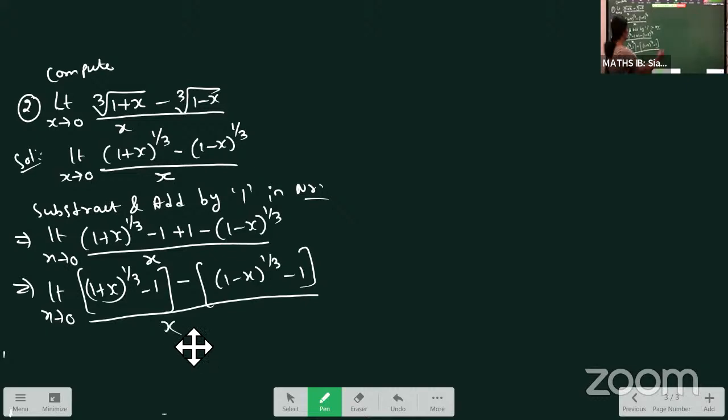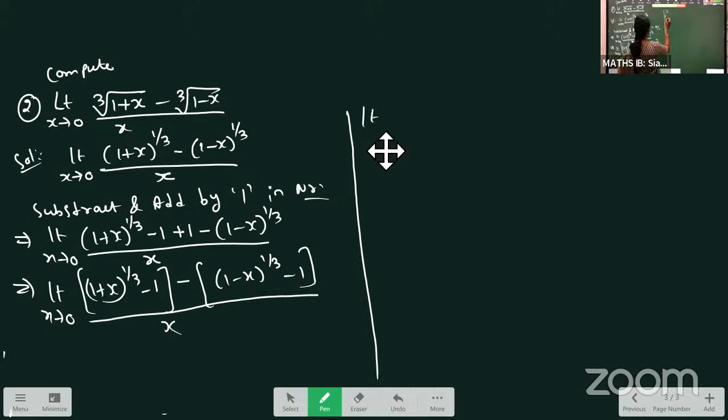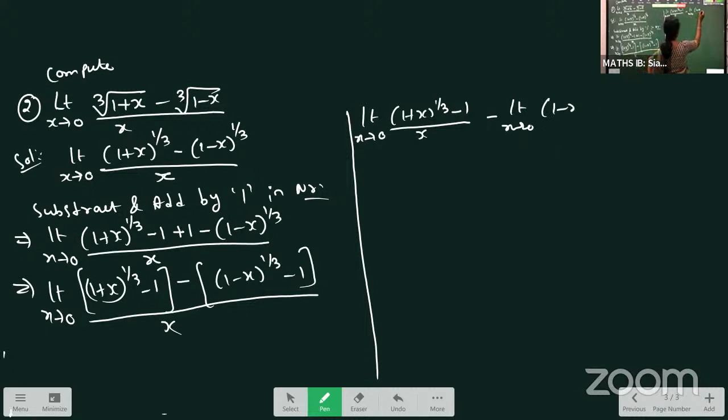Next, separate the denominator and write the limit also separately. Limit x extends to 0, ((1 plus x) power 1 by 3 minus 1) by x, minus limit x extends to 0, ((1 minus x) power 1 by 3 minus 1) by x.